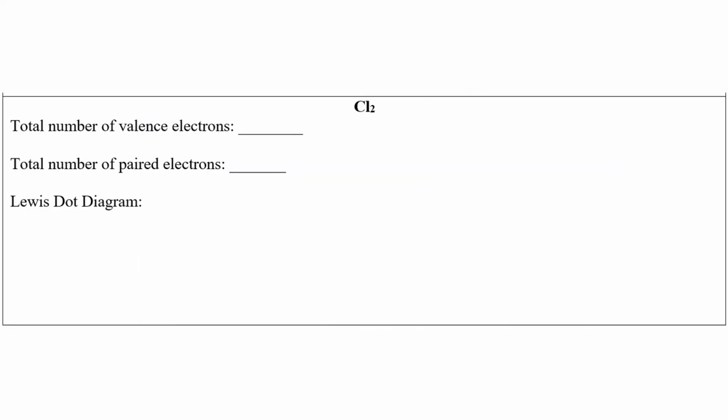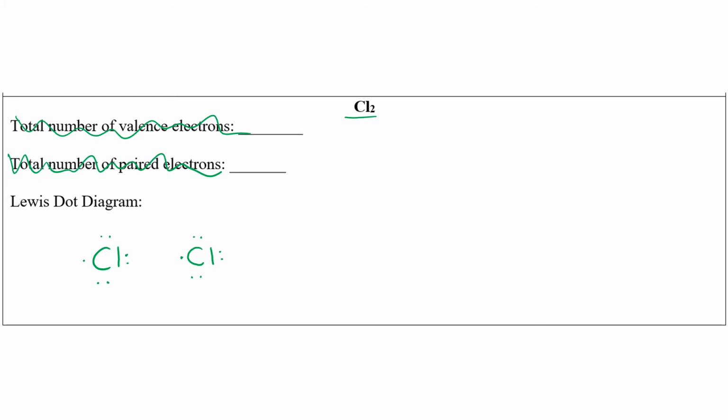Moving on. Now drawing the Lewis dot diagram. So using the shortcut, I don't need to count the total number of valence electrons and the total number of paired electrons. I'm going to go straight to the structure. So Cl2 or chlorine, Cl, and another Cl. Next step using the shortcut is to draw the valence electrons around the atom. So 1, 2, 3, 4, 5, 6, 7, and I do it for both.